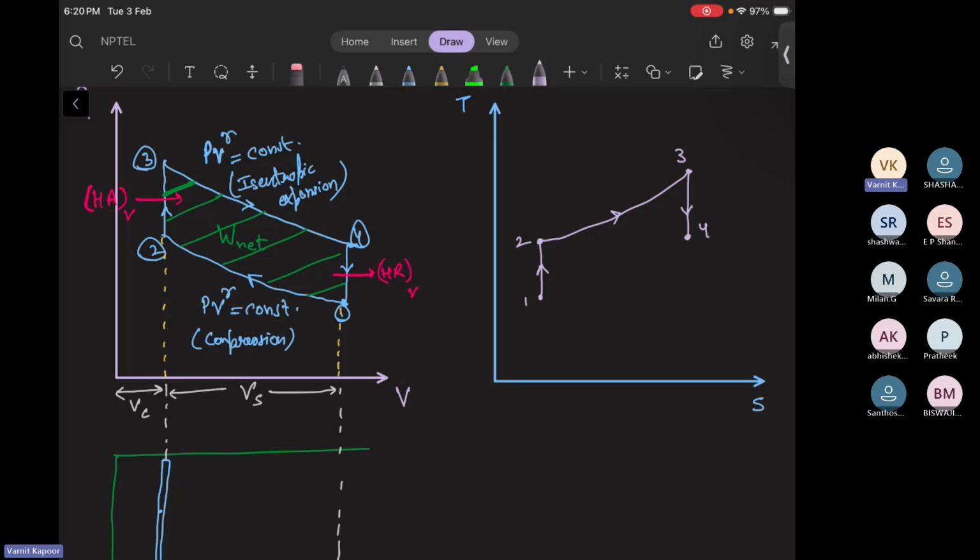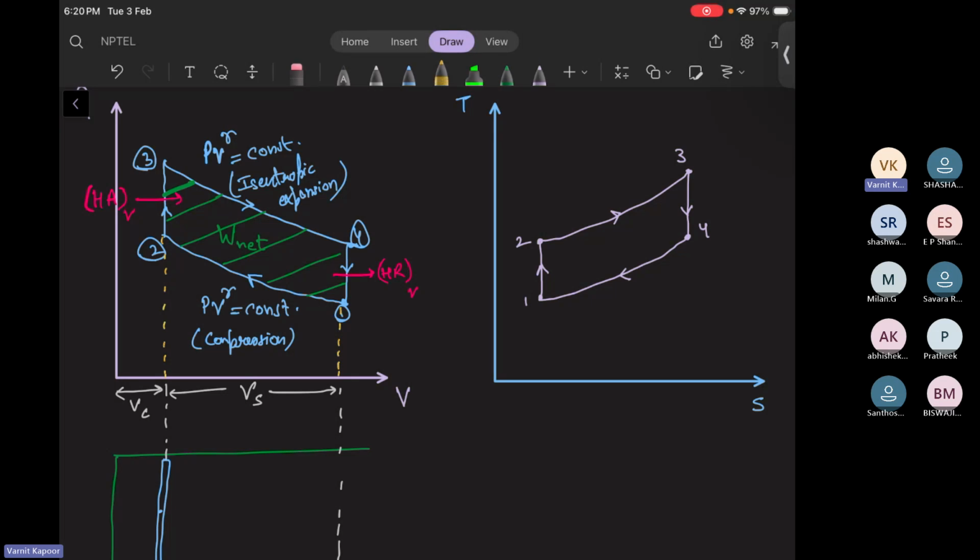And the final process was heat rejection at constant volume. Whenever you are taking heat out of the system, your entropy is going to decrease, and temperature is also going to decrease because you are taking heat out of the system. So 4 to 1 is heat rejection at constant volume. Now the question arises, what will be the slope?